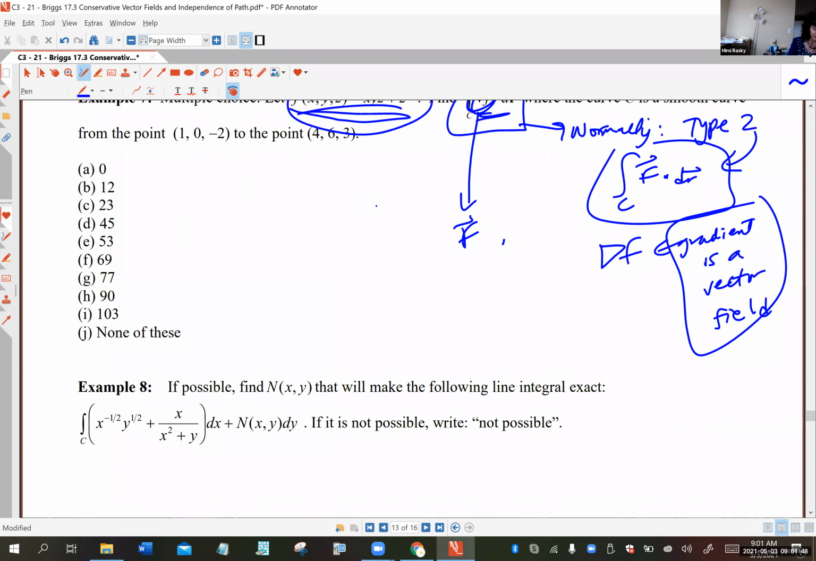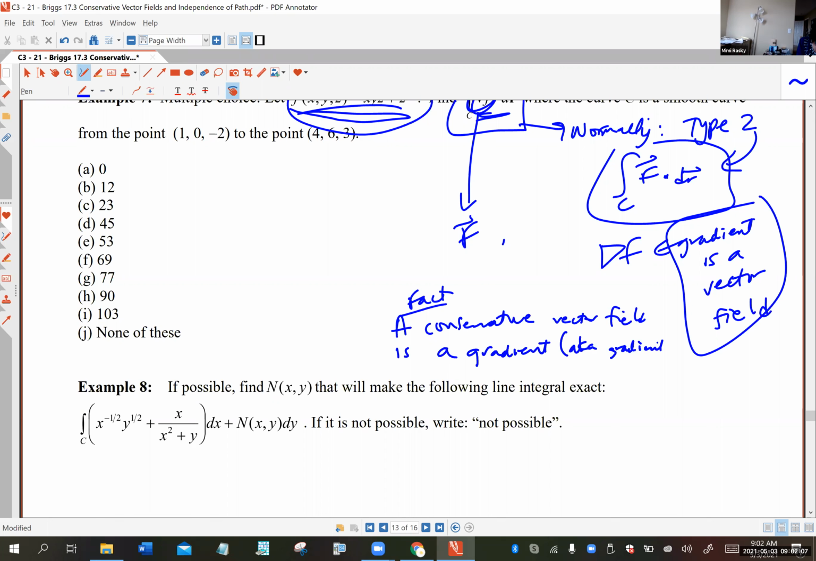Cool beans. So please note that a conservative vector field, this is a fact, is a gradient. And sometimes they call that a gradient field, because gradients are the ones that are conservative. So obviously, if you're somebody's gradient, del little f, you have a potential function. And that is the little f. That's your mom. It's like, hi, mom. You're my potential function.